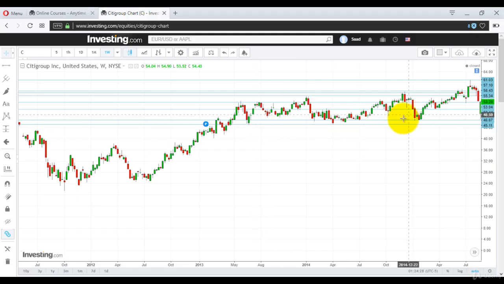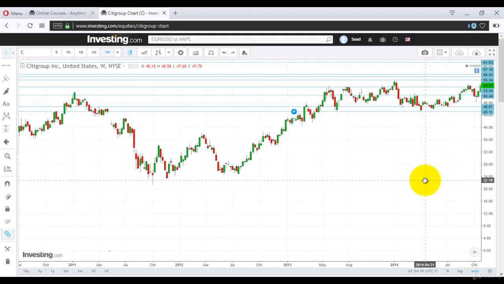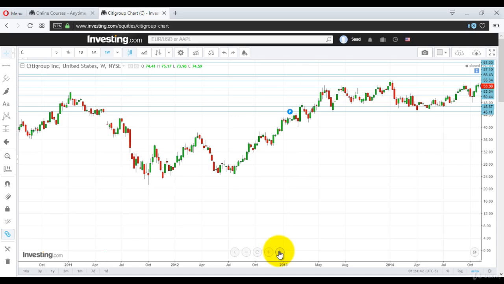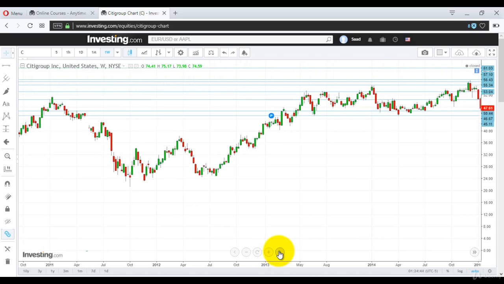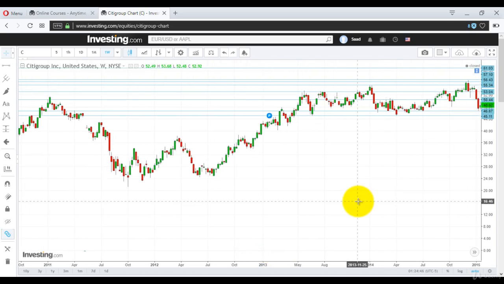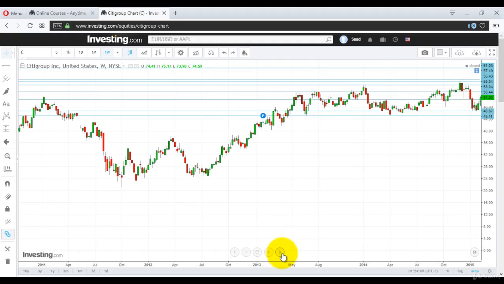Let's presume you didn't know what was ahead, you just formed the line on this low. This is the low, this is the low. Now this is 2014 April. Just move ahead. And what do you see? It fell off and took refuge around that same low. See?